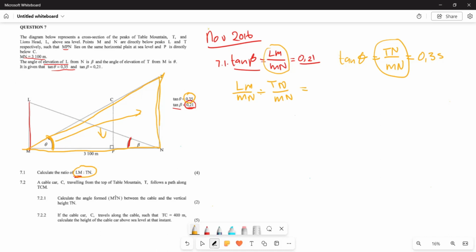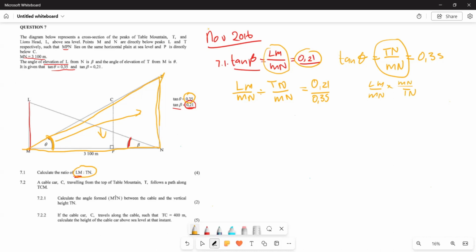So what is LM? Remember LM is given by this coefficient, which is 0.21, right? So this is going to be 0.21 divided by 0.35. Isn't it so? And now what is it that you're going to get when you are doing that? Look, if you are dividing LM over MN, you can still change the division into multiplication.